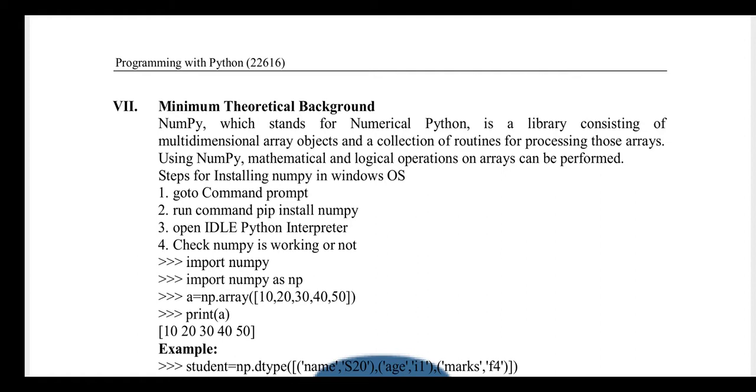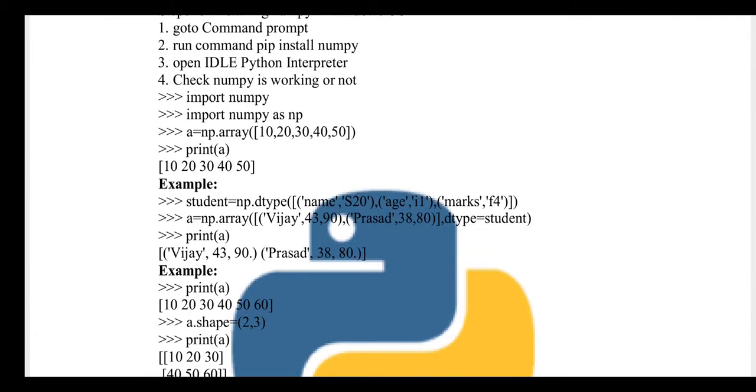How to check it? Just import numpy as np, then a equals np.array, and we define an array a with the elements 10, 20, 30, 40 and 50. Just print the array, and if it prints the array, then your NumPy is working. This way you can check whether NumPy is working or not.